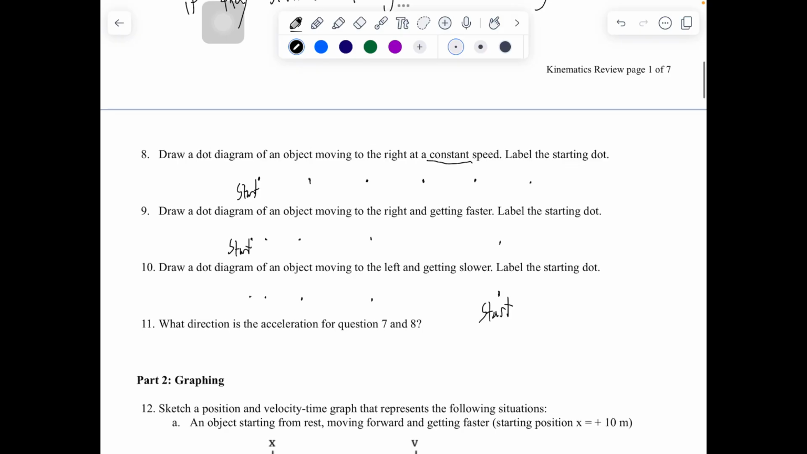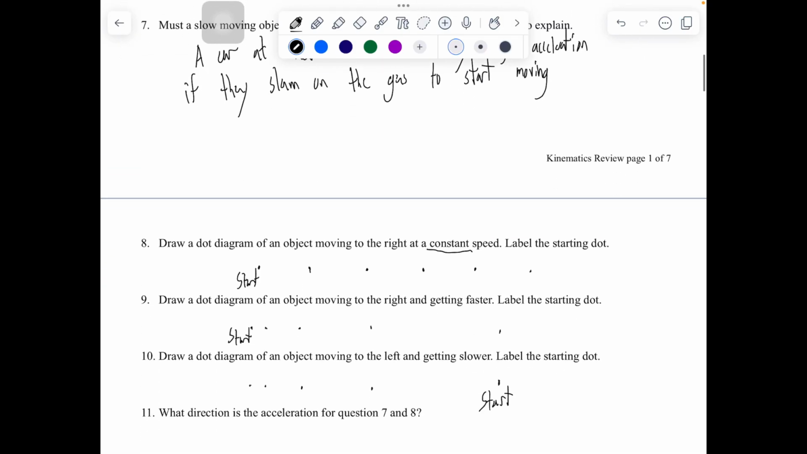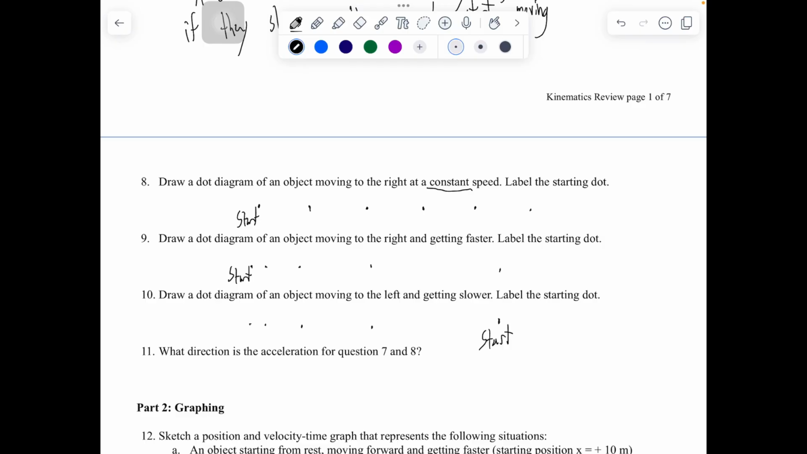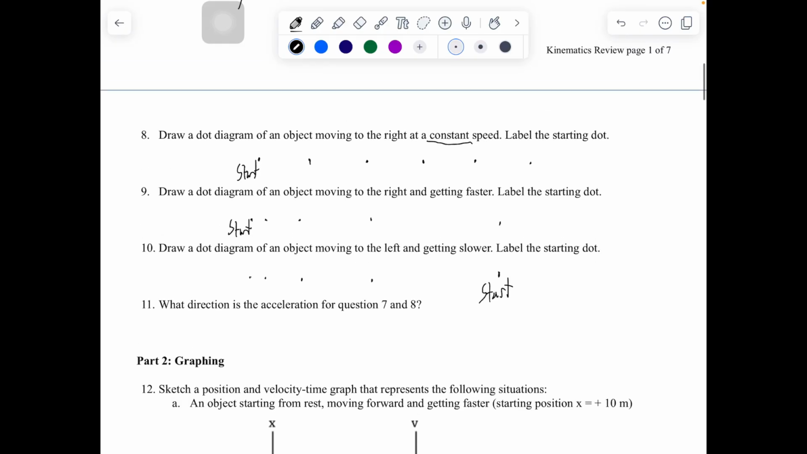What direction is the acceleration for questions 7 and 8? I'm not quite sure if we meant 7 and 8. Maybe I have an old version of the review here. But let's go over 9 and 10. Let's talk about these directions of acceleration.